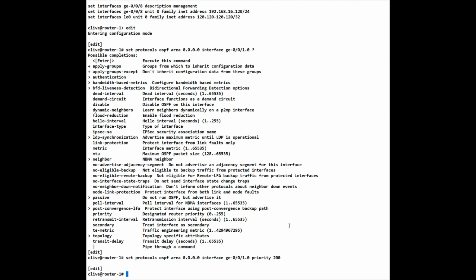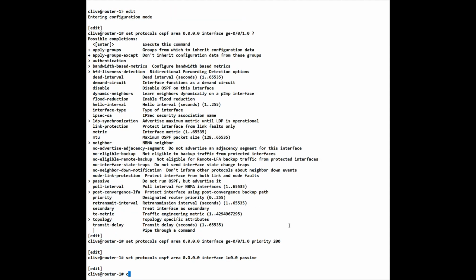Now we need to put in our loopback interface. So let's do set protocols OSPF area 0000 interface LO0.0, and we're going to put it in as passive. And now we're going to commit this.